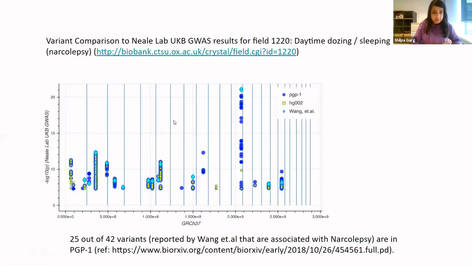Next, we were interested if we could also apply our method to analyzing the GWAS studies. So we took one case control study where PGP1 is a case and HG002 is a control. And PGP1 has a known phenotype of narcolepsy.